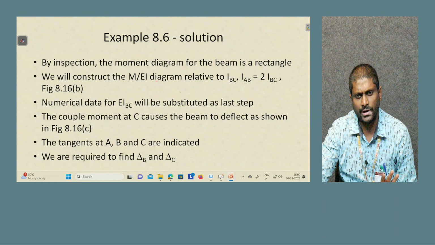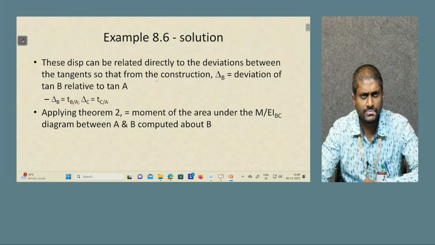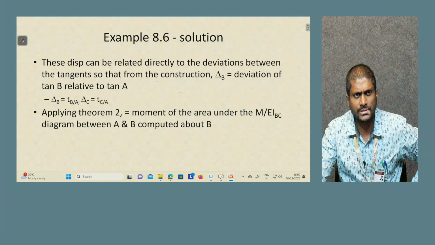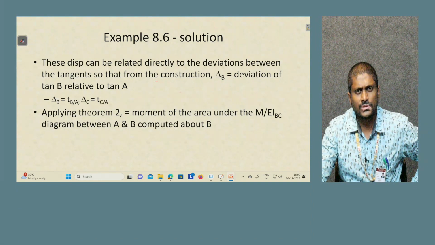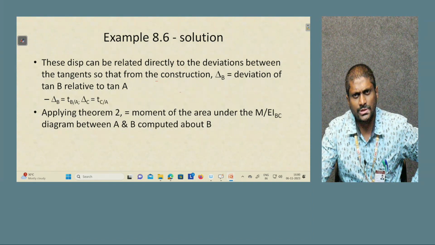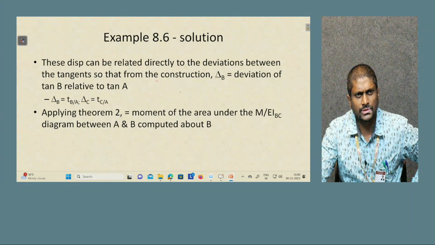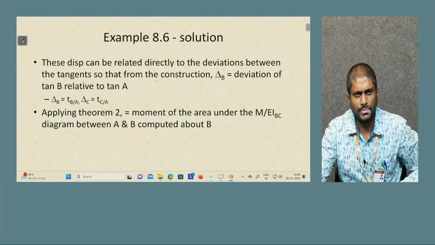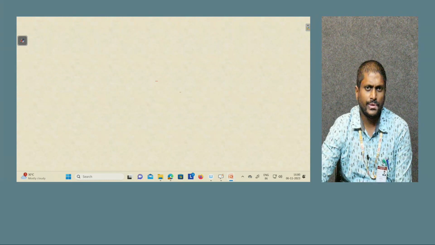We are required to find delta B and delta C, and these displacements can be related directly to the deviations between the tangents. From the construction, delta B equals the deviation of tangent B relative to tangent A, so minus delta B equals TBA, and delta C equals TC by A, applying the theorem to the moment of the area under the M by EIBC diagram between A and B computed about B.